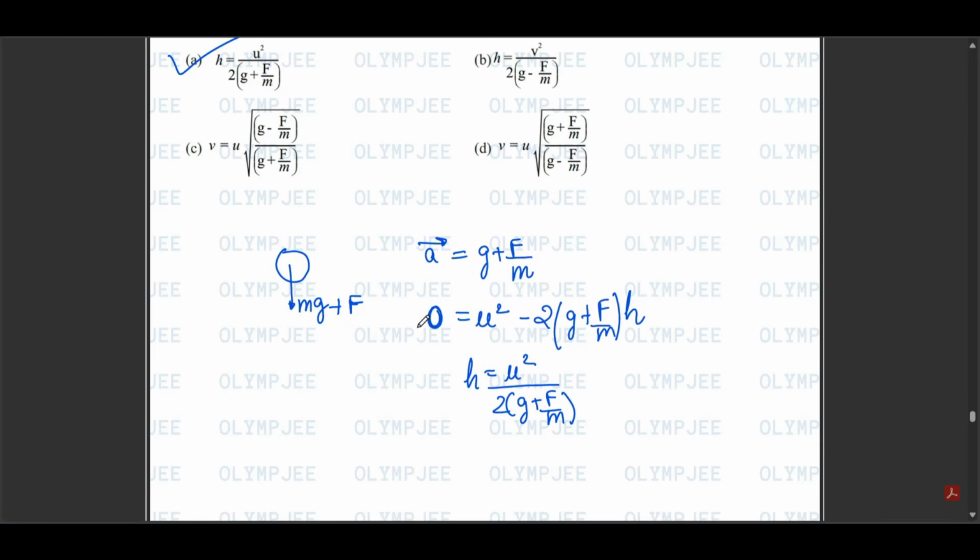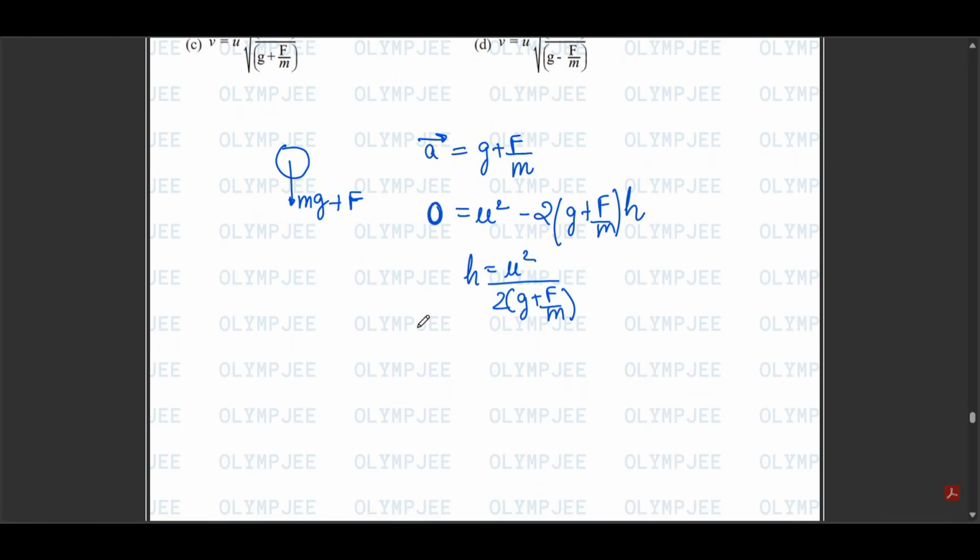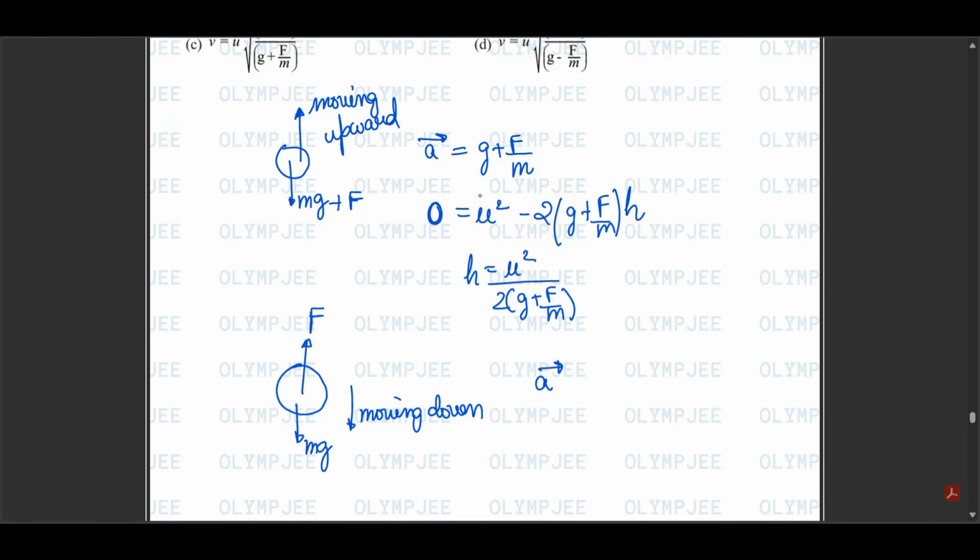When the body is moving downwards, the opposing force will act in the upwards direction, right? That was when the body was moving upwards. But here, since the body is moving downwards now, the resistive force will be in the upwards direction because it is an opposing force to the motion of the ball. So it will be in this direction and mg will be in this direction. So now the acceleration will be different from the earlier case. It would be g minus f by m.